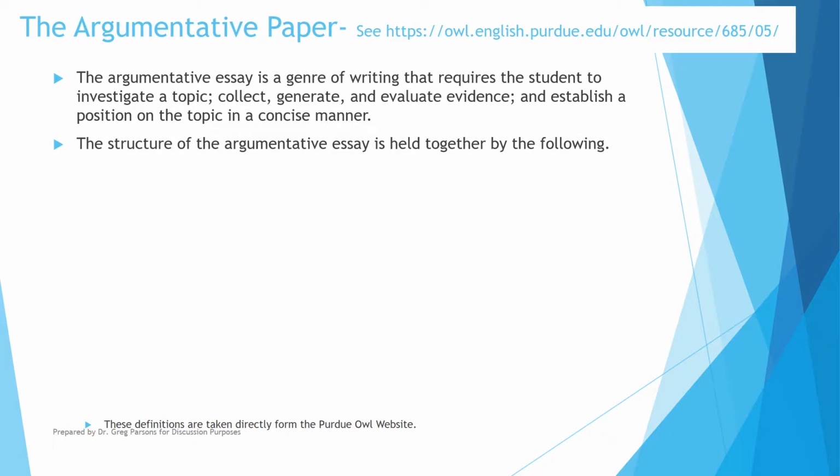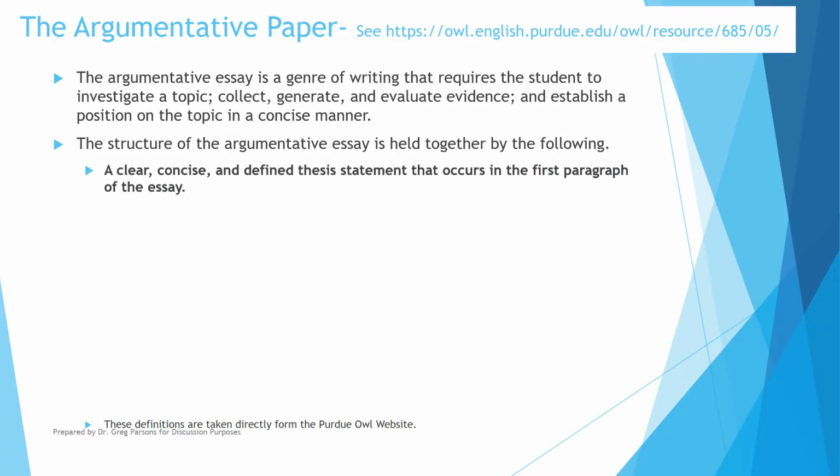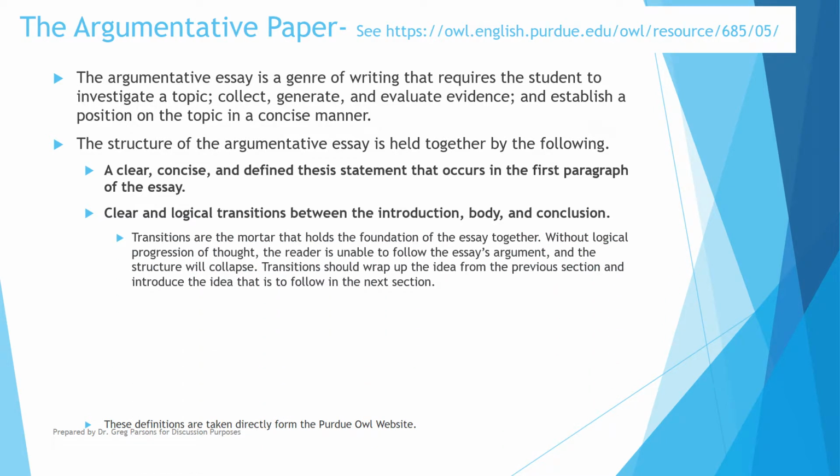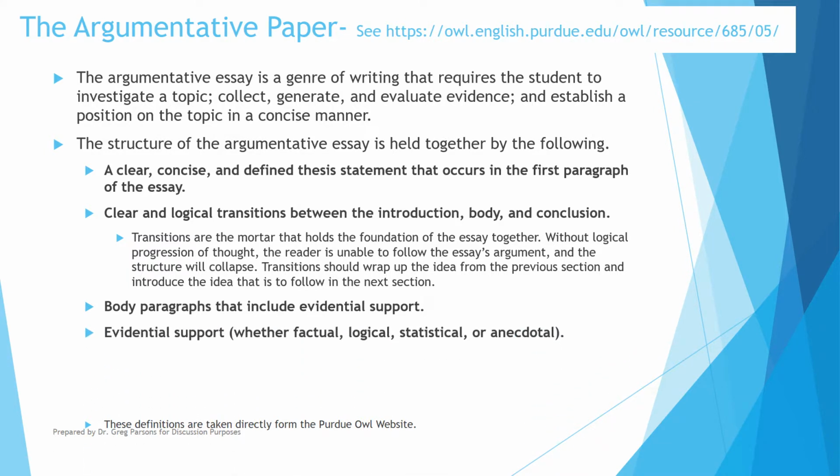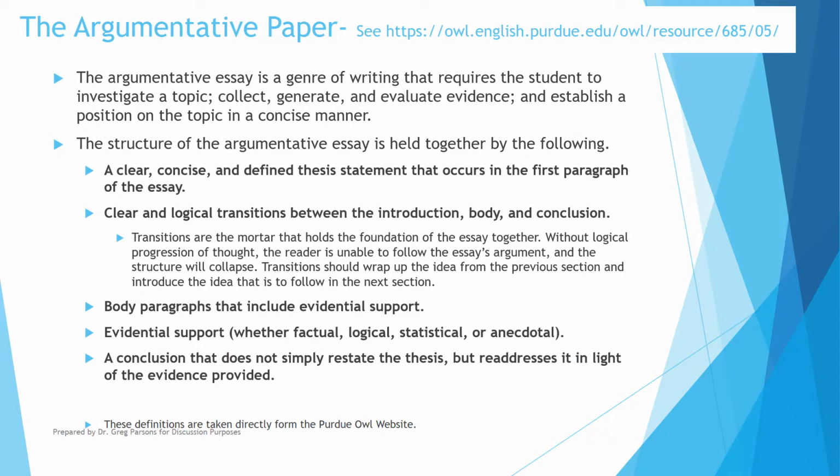Then the structure of the argumentative essay is held together by a clear, concise thesis statement that occurs in the first paragraph, and logical transitions between the body and the introduction and the conclusion of the paper. Transitions are the glue or the mortar that holds the argument together. Then the paragraphs in the body of the paper will include the evidential support, so reference to the journal articles. Evidential support could be factual, logical, statistical, anecdotal, but you have to have evidence. We prefer to have peer-reviewed journal evidence.